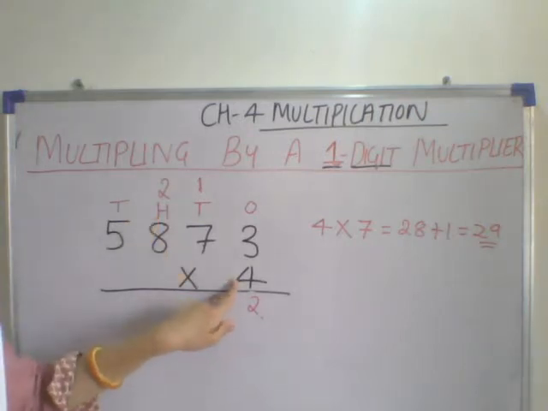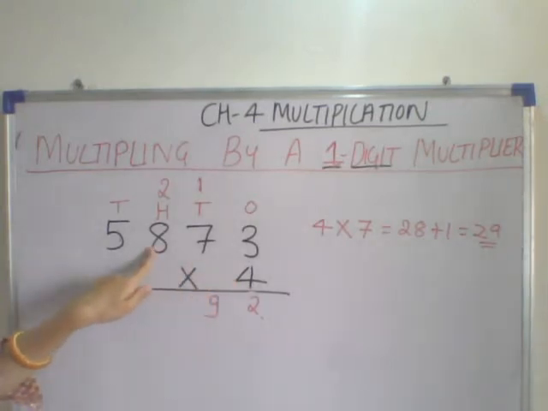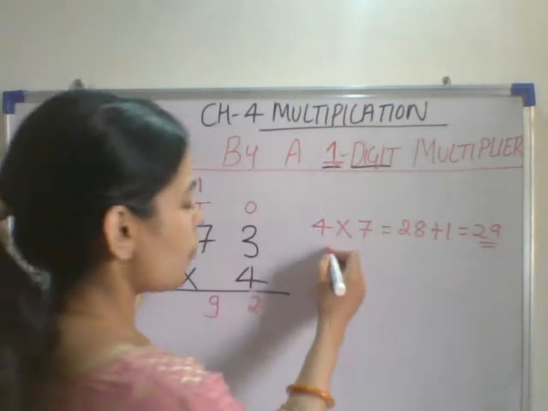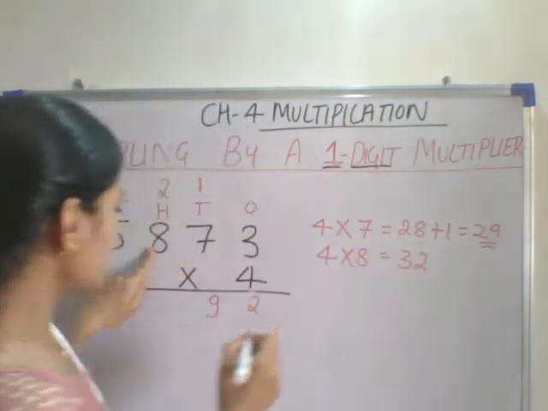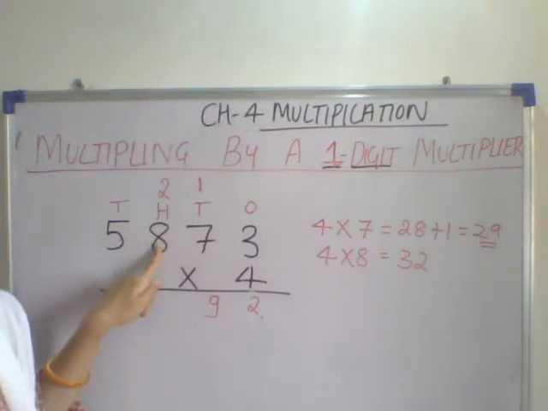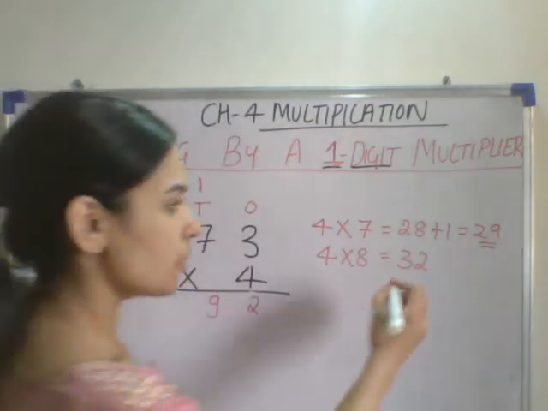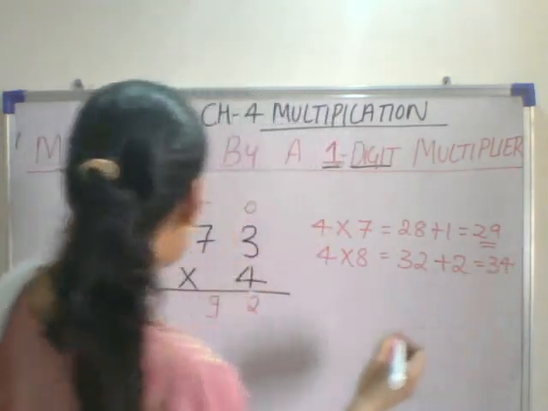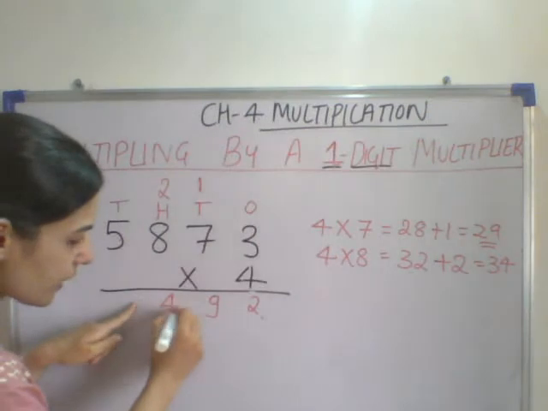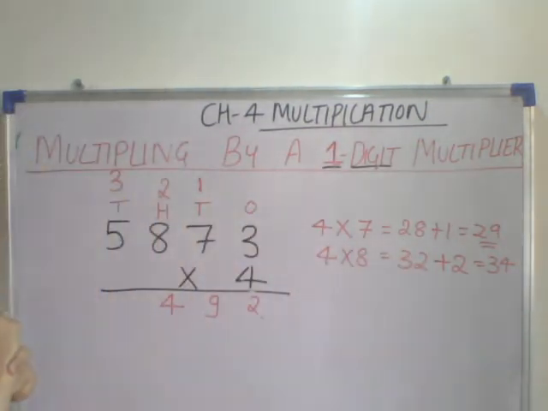Now next you have to multiply 4 multiplied by 8. So if you multiply 4 with 8, 4 8s are 32. Yes, 4 8s are 32 and 2 is there at carry. So plus 2, it is 34. So I will be writing 4 here and this 3 will move to the carry.